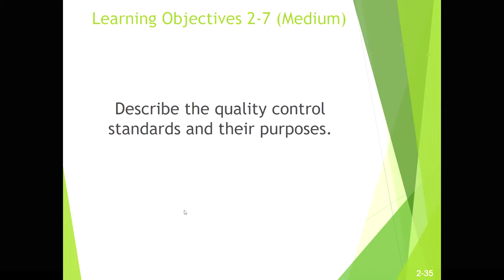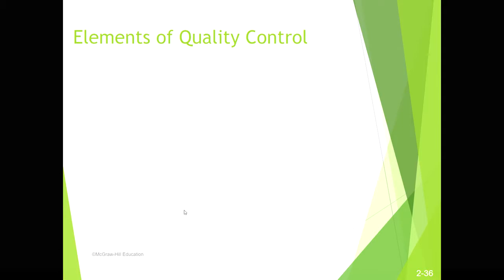All right, the next one, learning objective 7: describe the quality control standards and their purposes. There's a lot here, but I'll just hit each of these on the summary slide, and you can go to the following slides if you want more information around the different elements. Okay, so there are 6 elements, and we can look at these in more detail, but I'll just hit them here first.